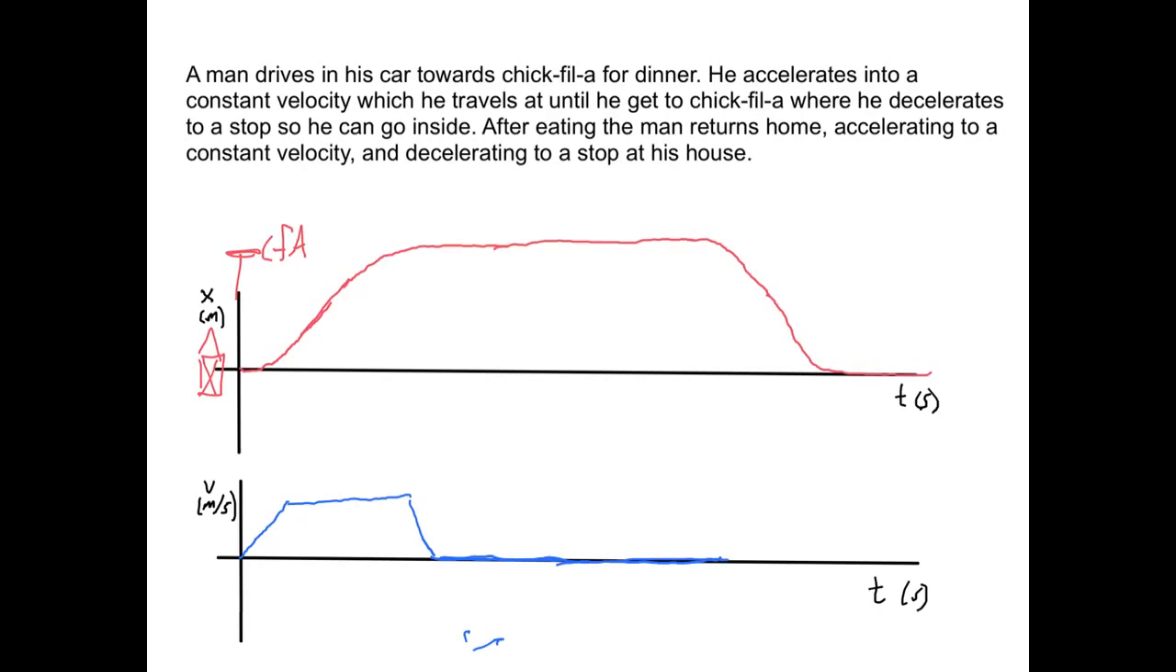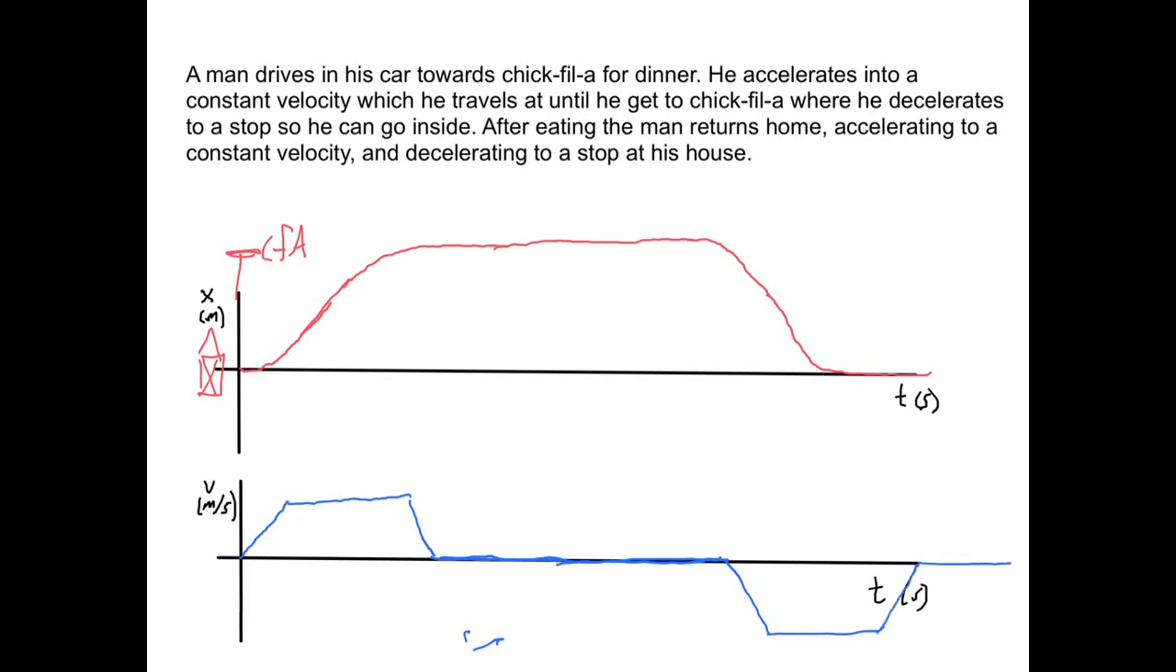Now he's going to negatively accelerate, which is down below the x-axis, because he's coming with a negative velocity. We're choosing back towards home to be negative, right? If we were talking graphically here, up is positive, down is negative on the position time graph. So towards Chick-fil-A is positive, back away from Chick-fil-A is negative. So he's coming back away from Chick-fil-A, negative acceleration, negative constant velocity until he reaches home, where he decelerates to a stop.